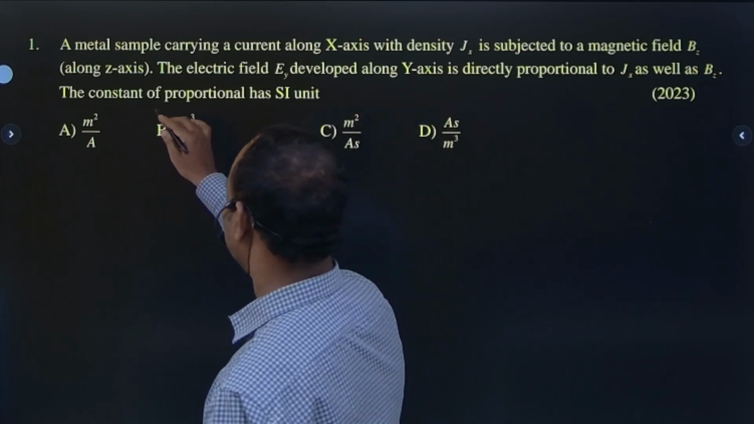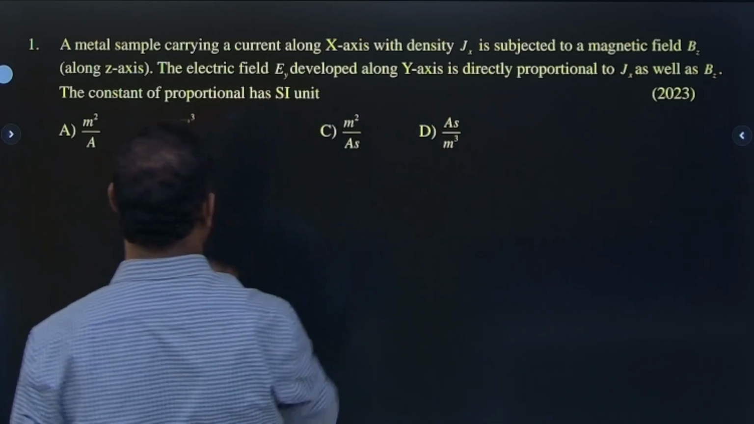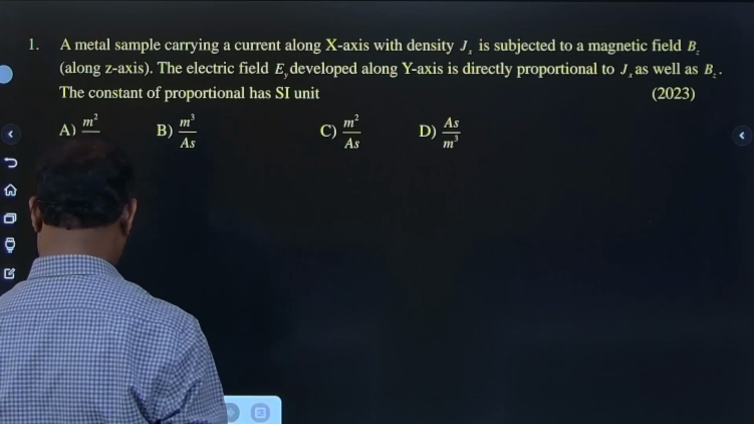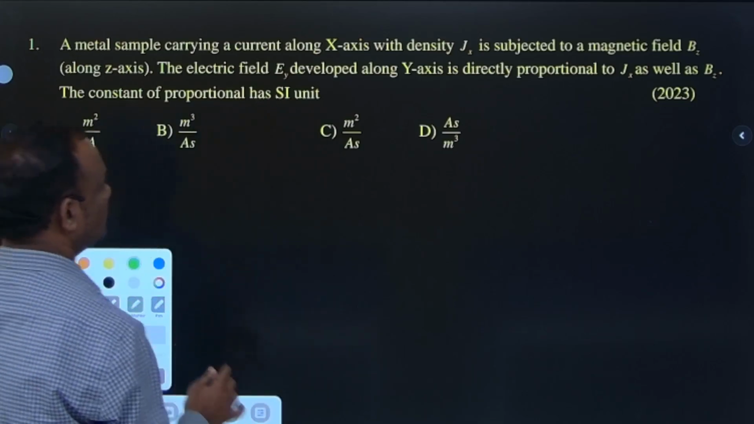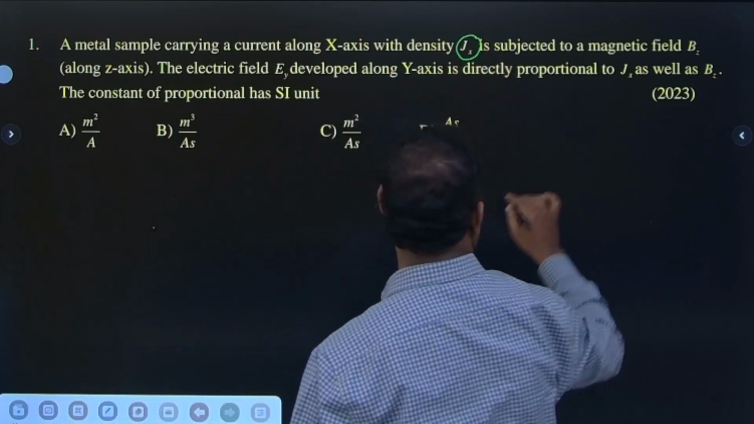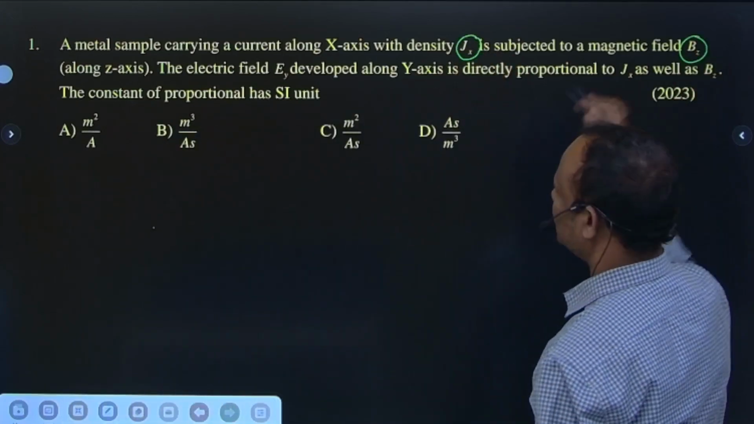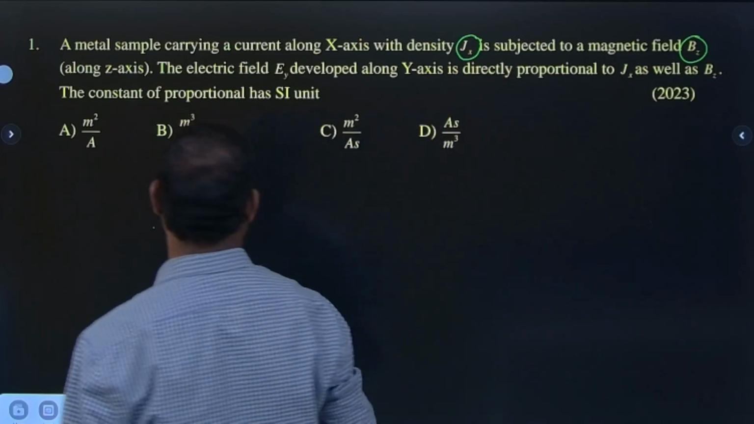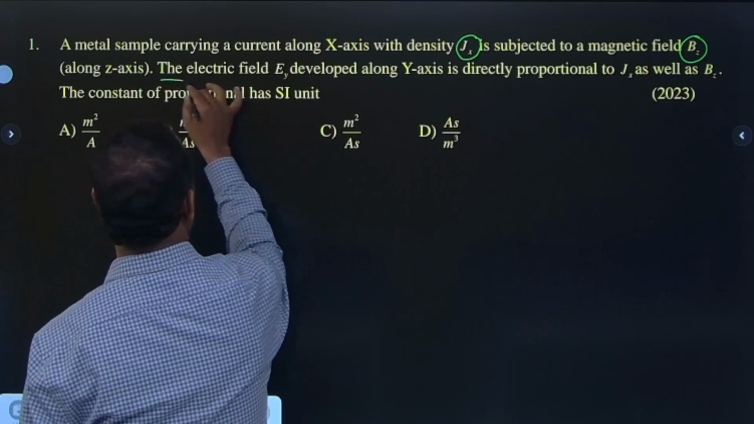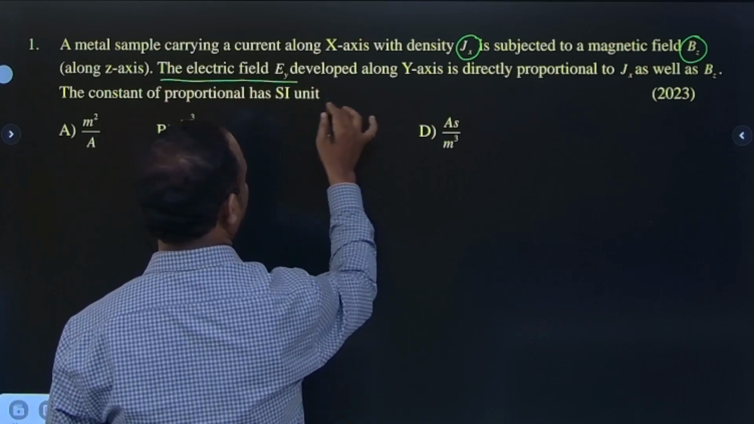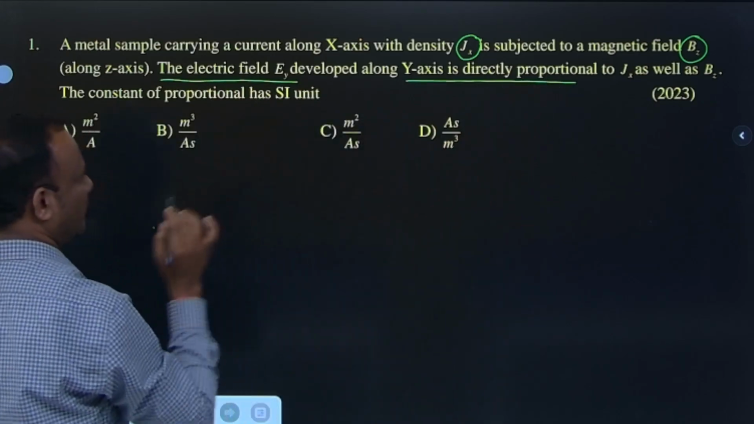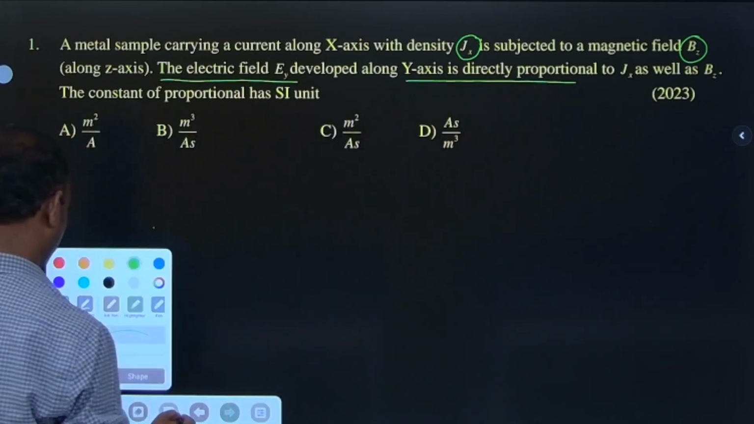A metal sample carrying a current has current density Jx given along the x axis. The magnetic field is Bz, given along the z axis. The directions are mentioned, and the electric field is given along the y axis. So I want the information from this.